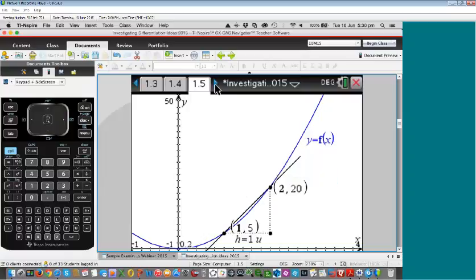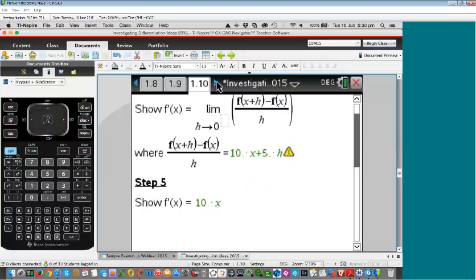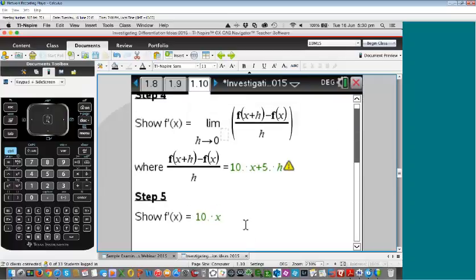And I'll just quickly flip through. Again, you'll notice that the first page of step 1 is being changed to be appropriate, so it's now 5x squared. It's now got the right substitution. And I'll just quickly go to the last page here. Now on the last page, again, the students can see that the final answer is 10x.